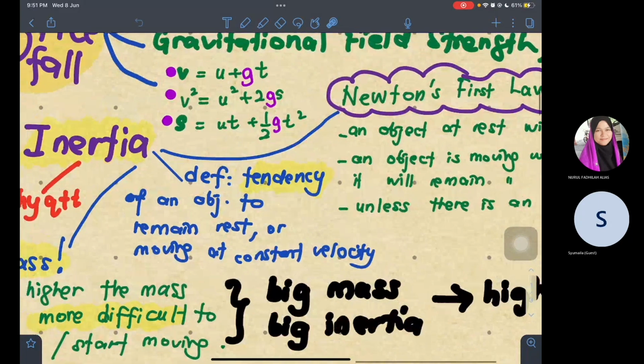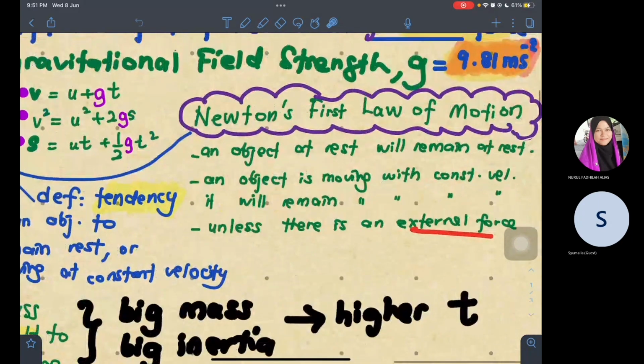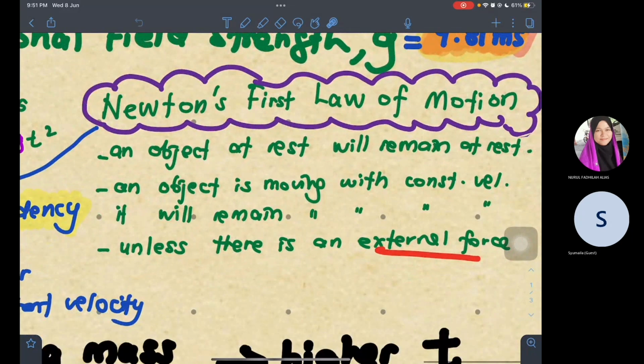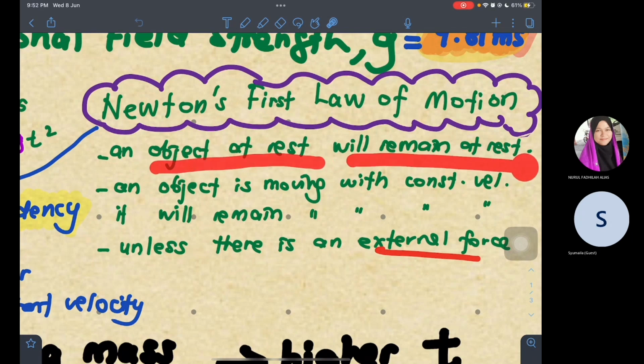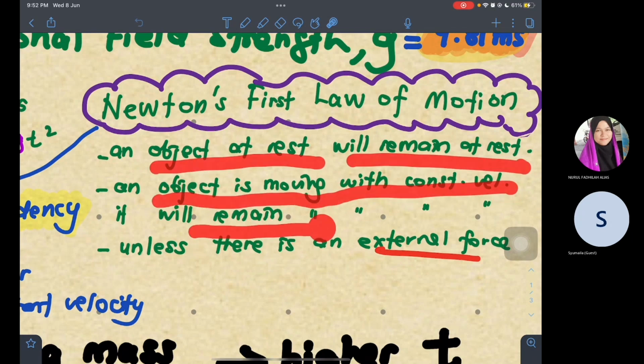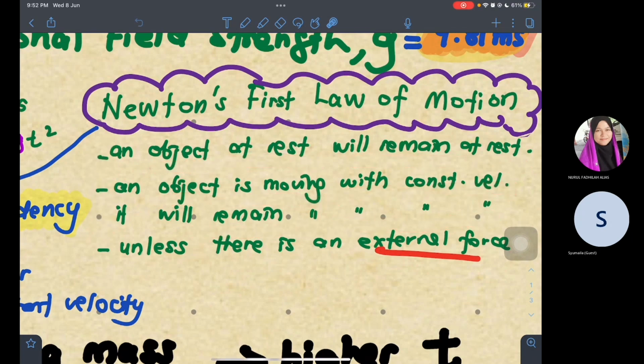Now, we need to know that inertia is related to Newton's first law. We have three Newton's laws. The first law states that an object at rest will remain at rest. If an object is moving with constant velocity, it will remain moving with constant velocity. And these two apply if there is no external force. So it means if there is an external force, maybe these two no longer continue. You understand? Can imagine it, right? Can, teacher. Alright.